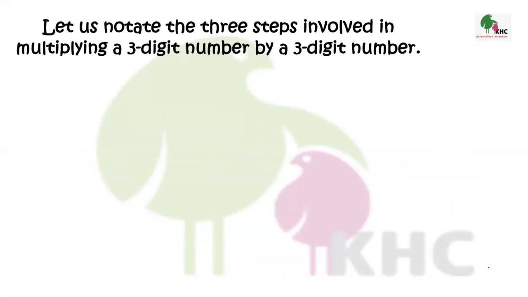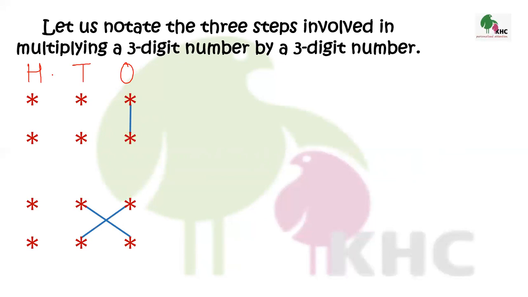So, let us first see the notations. First, we have to multiply the ones digit vertically. These are ones digit, tens and hundreds, okay? We vertically multiply the ones digit. Next, we cross multiply the ones digit with the tens digit and find their sum. That is the second step involved.